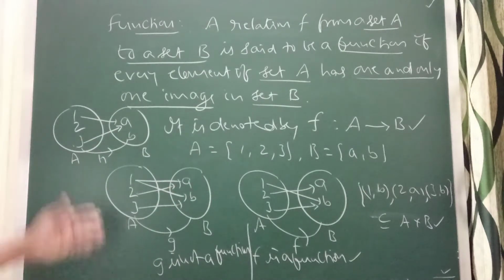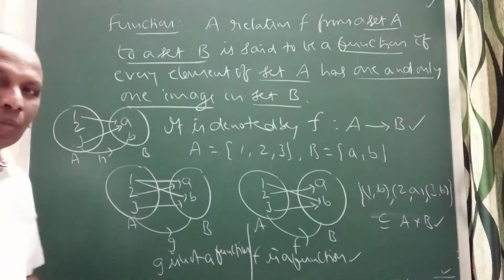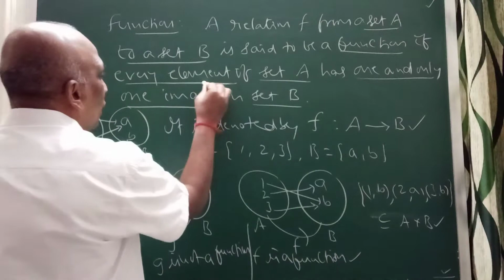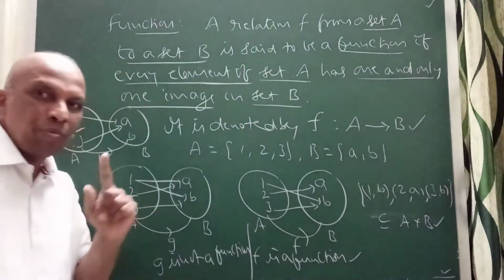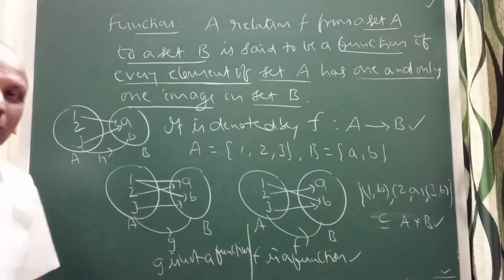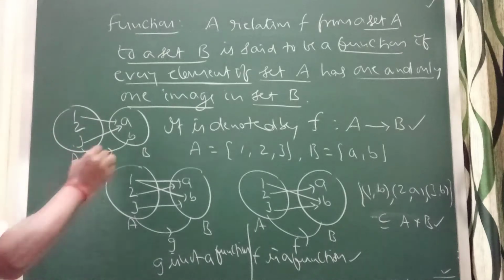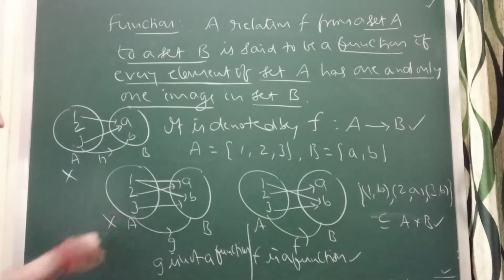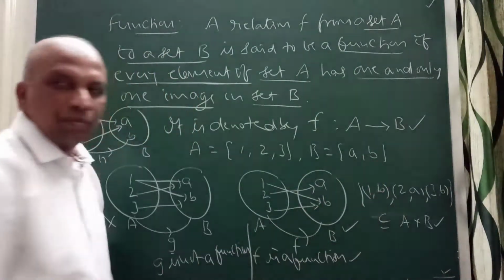Sir, you told the rule is only one image. But I told you here, the rule is that every element of set A must have an image. So 2 doesn't have any image, so it is not a function. Here it is not a function, right? Only this one is the function.